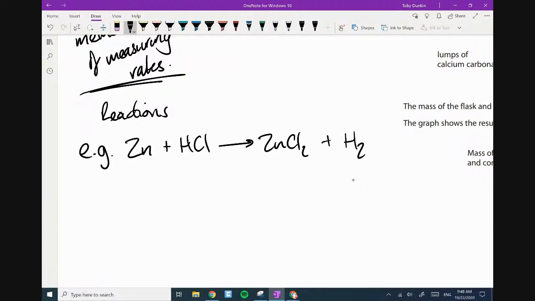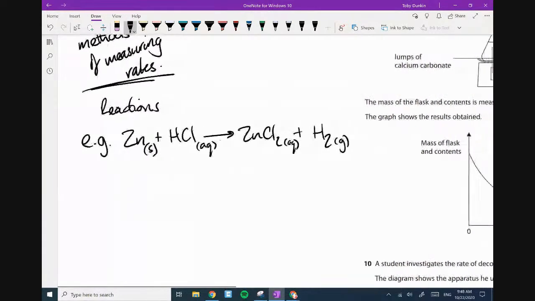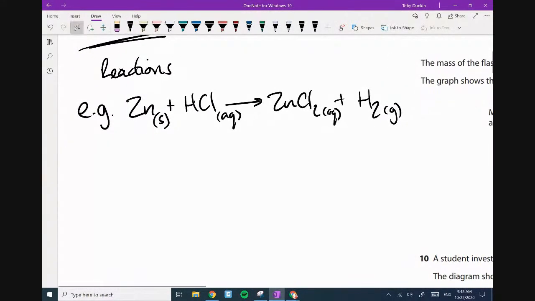In this reaction, if we do state symbols, zinc, of course, is a metal, so it's solid. All acids are aqueous. All salts are aqueous too, and the hydrogen is, of course, a gas. Actually, I take that back. Not all salts are aqueous. You need to know your solubility rules, and we'll come to those later. Mercury, lead, silver, or all the halides, sulfates, and carbonates, they're all insoluble. But in this case, it's soluble.